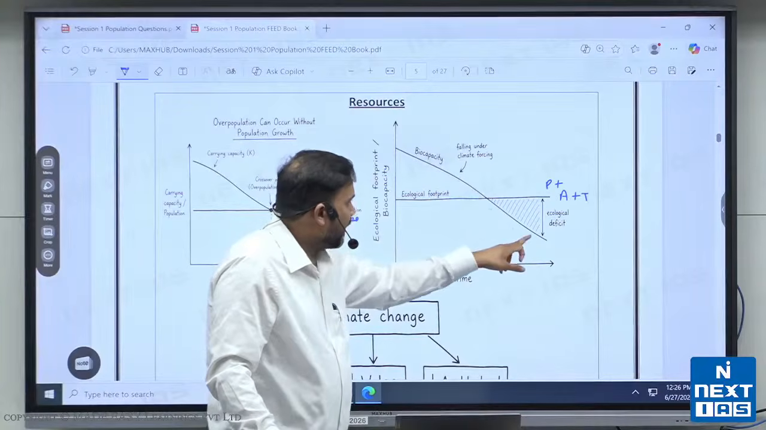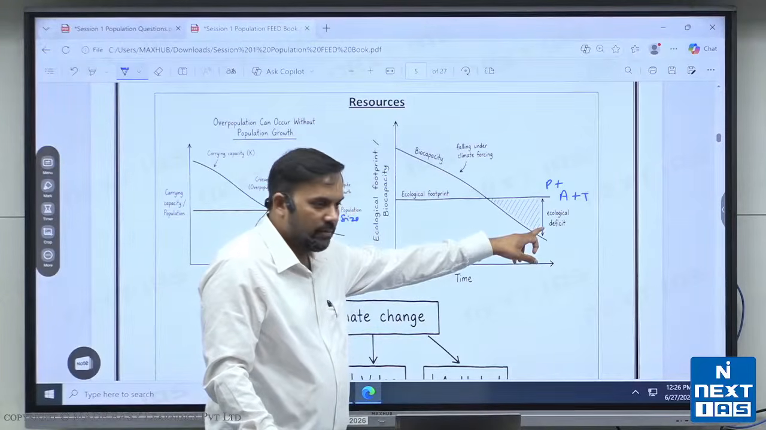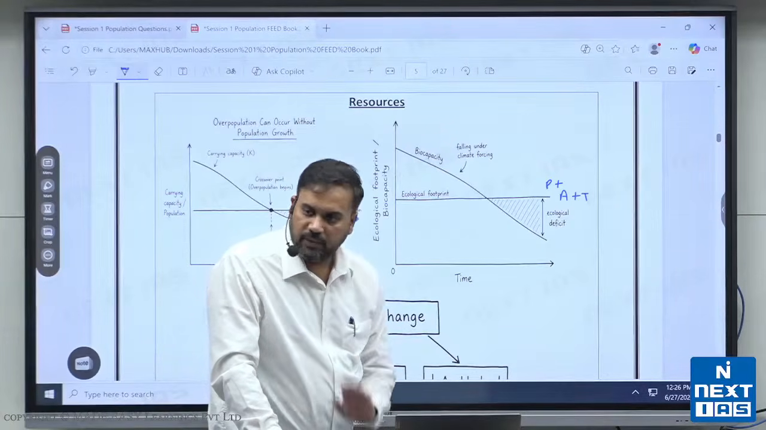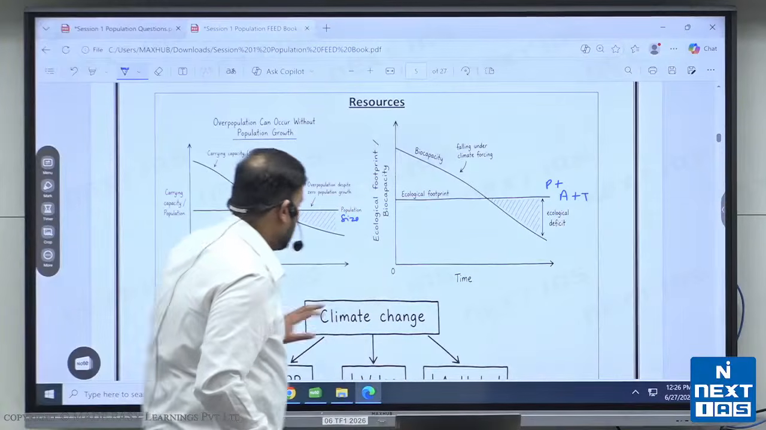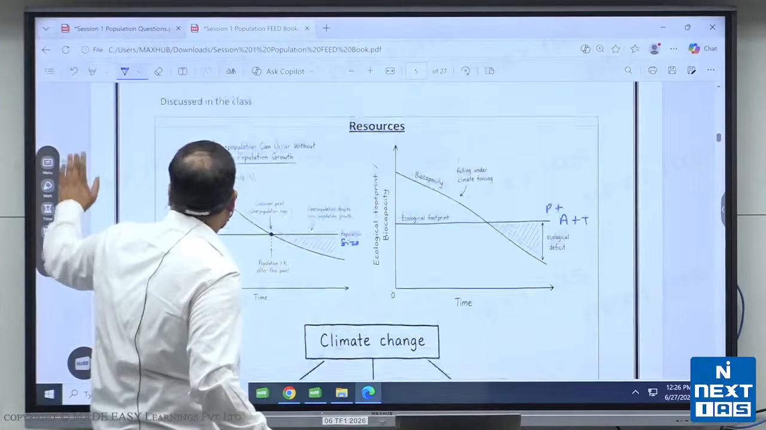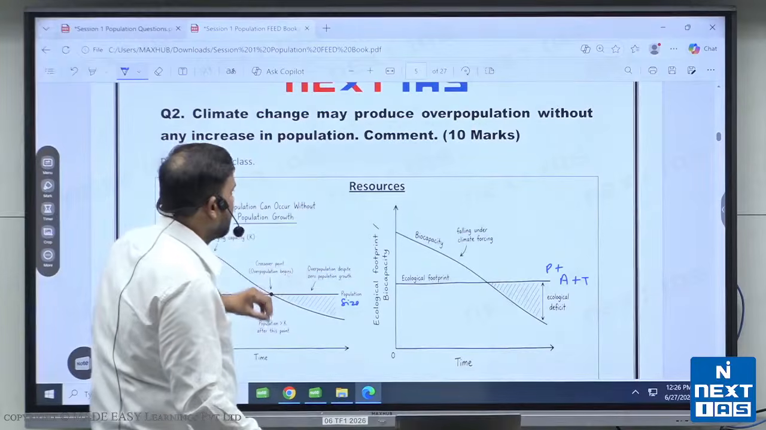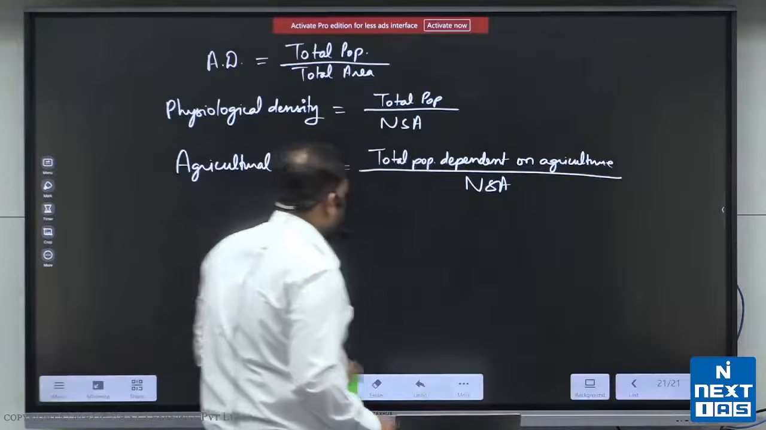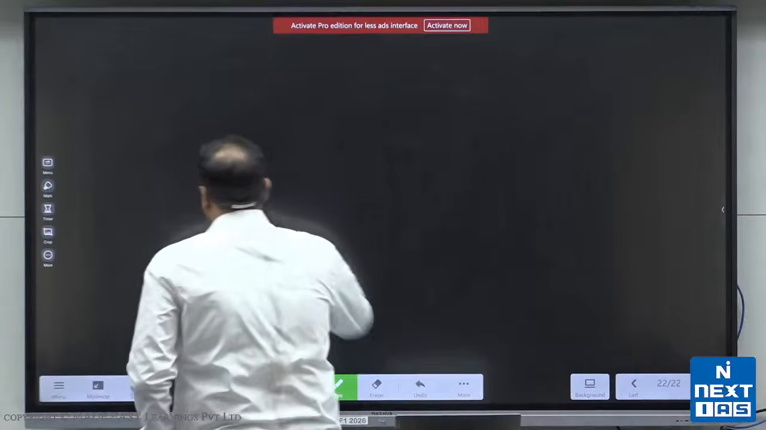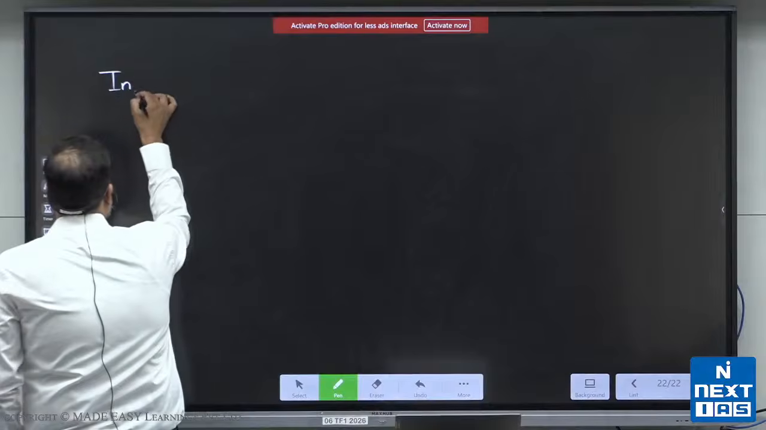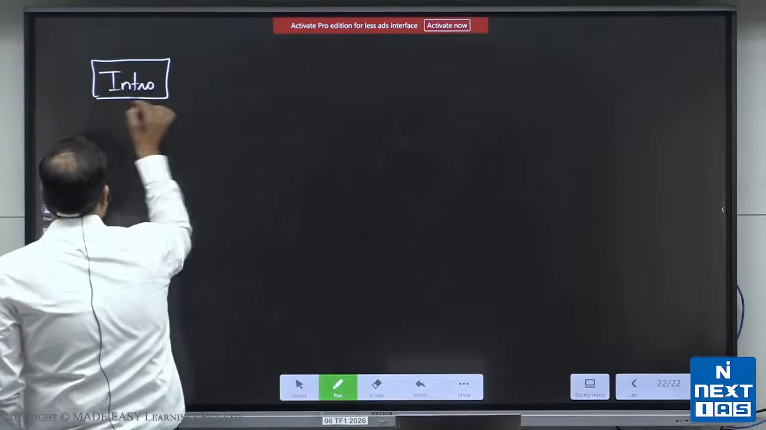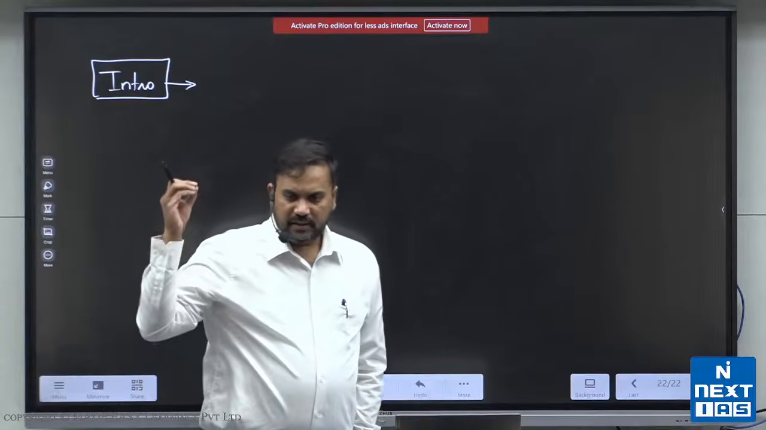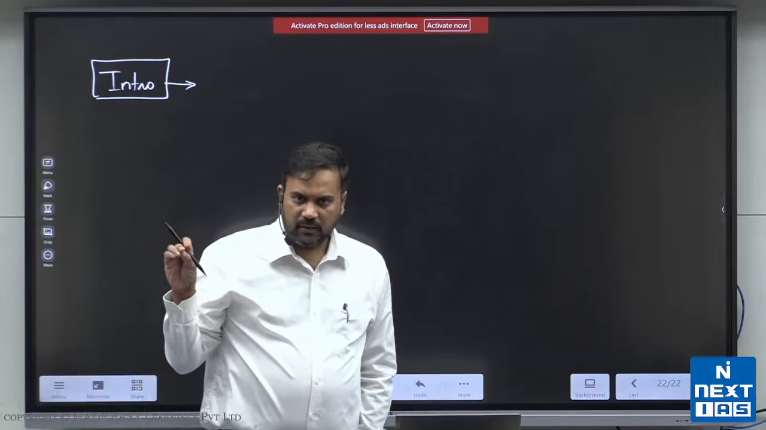So again, if biocapacity is declining, what will happen? There will be ecological deficit, which we will call it as overpopulation. I hope you get this point. So that is what we had to talk about here. So climate change may produce overpopulation without any increase in population. So if I was writing, again I would say something like this, that the concept, क्योंकि इसमें अंडर पॉपुलेशन पूछा नहीं है, तो मैं सीधी केवल ओवर पॉपुलेशन की बात कर लेता हूं डायरेक्टली इसके अंदर.